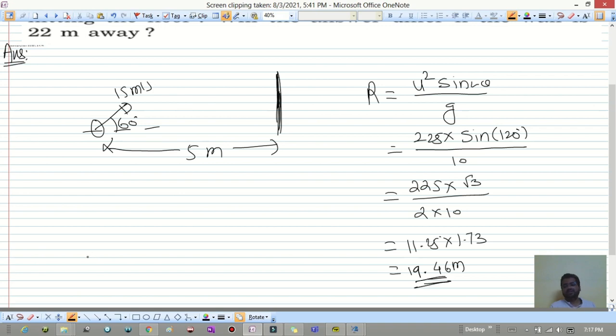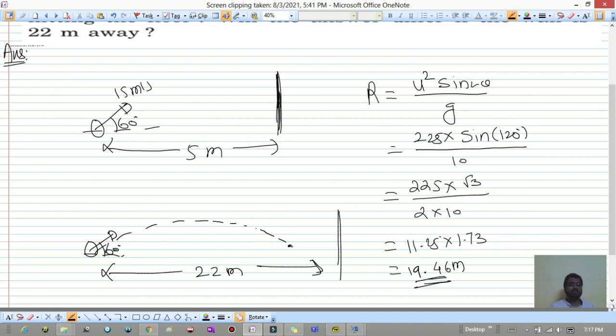Okay, now the next one, when the wall is at a distance of 22 meter, then yes, it will not hit the wall. Now the condition over here is this will go and hit at a distance of 19.46. It will not rebound, okay, because they didn't give any coefficient of restitution or anything. So that indicates it will just go till 19.46 meter. So at 22 meter it will not hit, and at 5 meter it will surely hit the wall. Next question.